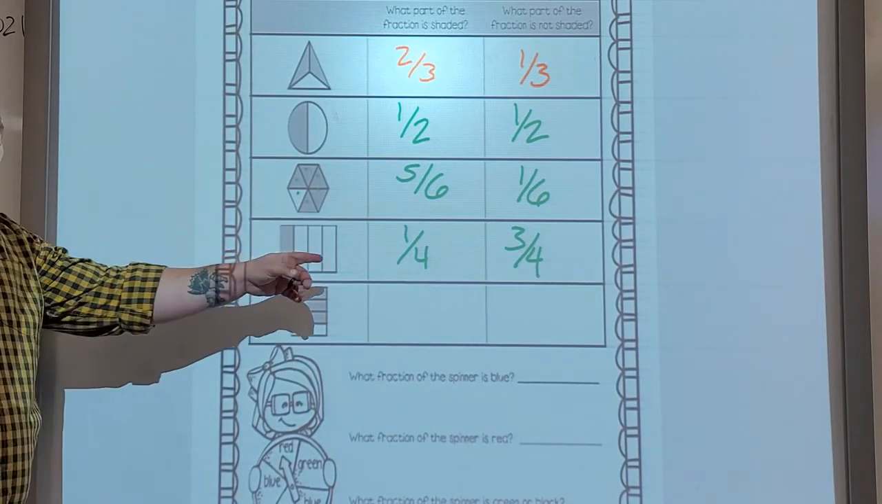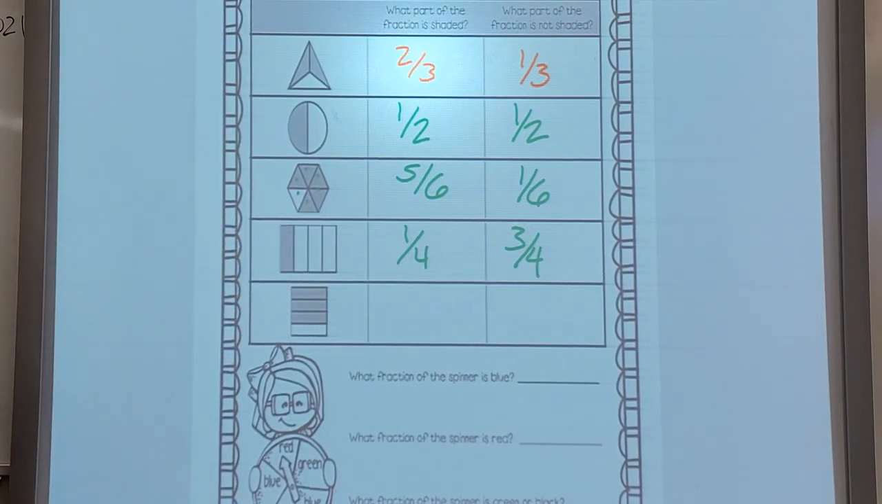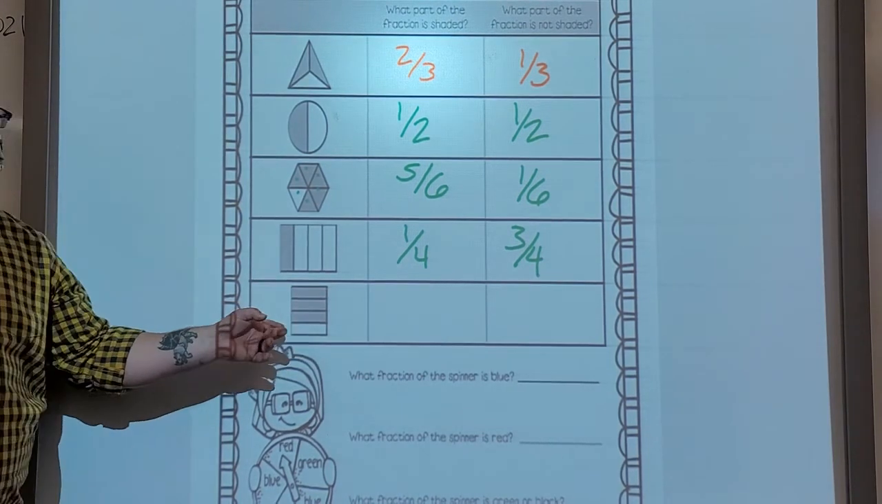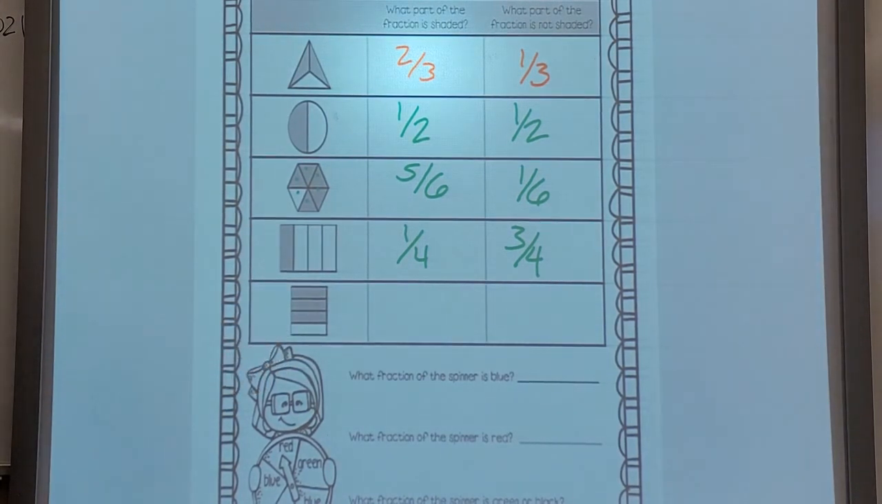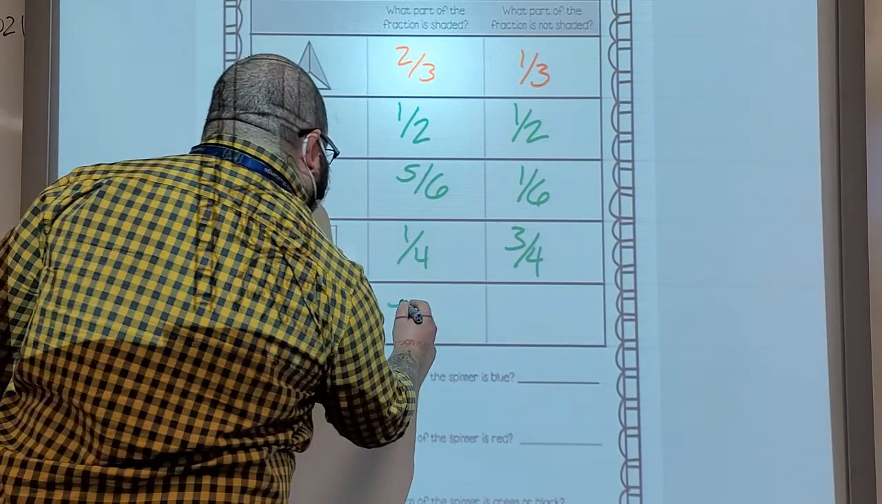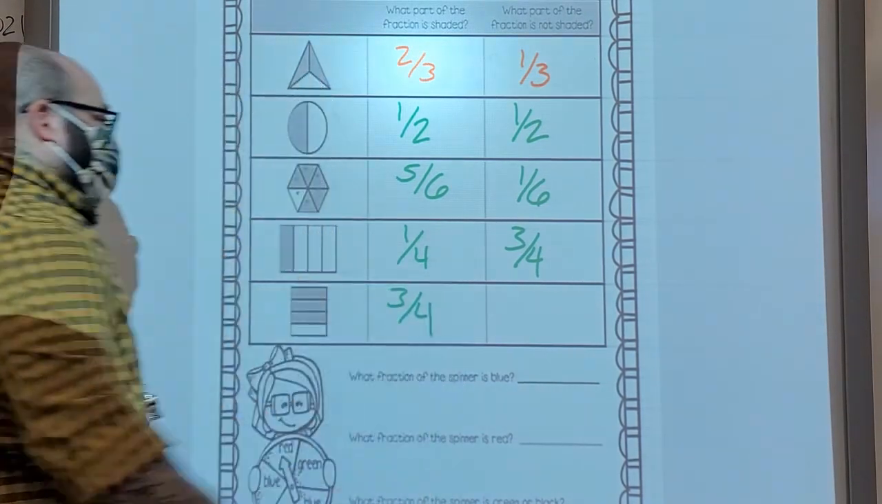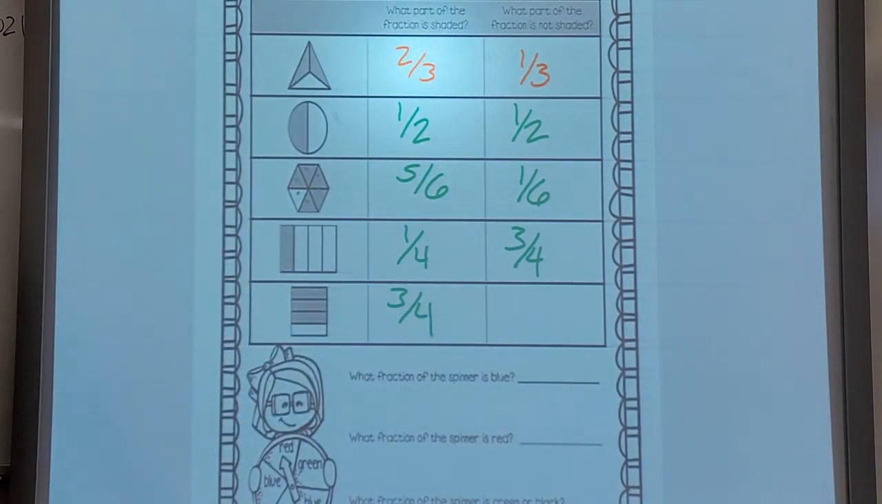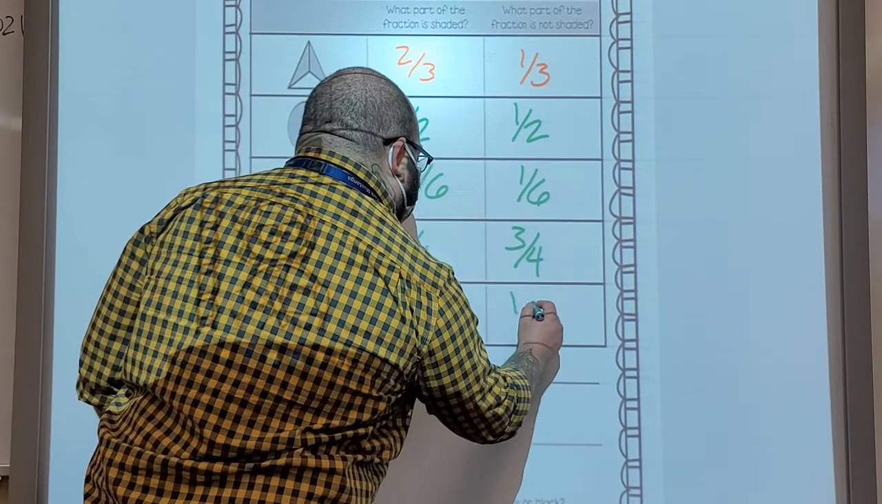Yes, this is correct. 3/4 are unshaded. Now, what about this one? What about that one, Kylie? 3 out of 4. 3 out of 4 parts, or 3/4, are shaded. How many parts are not shaded? Andrew? 1/4 is not shaded.